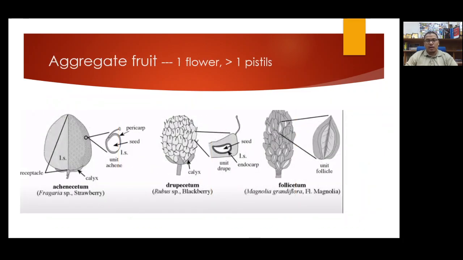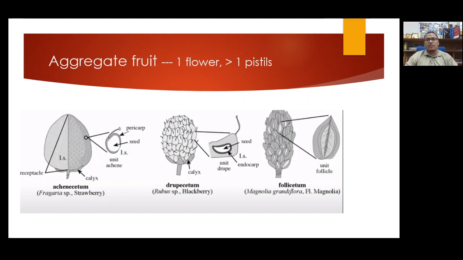That brings us to our complex or compound fruits, and the first type of those are aggregate fruits, which come from one flower. So there is one flower, but there is more than one pistil, or we could also say more than one carpel. These are aggregate fruits, and there are different kinds.